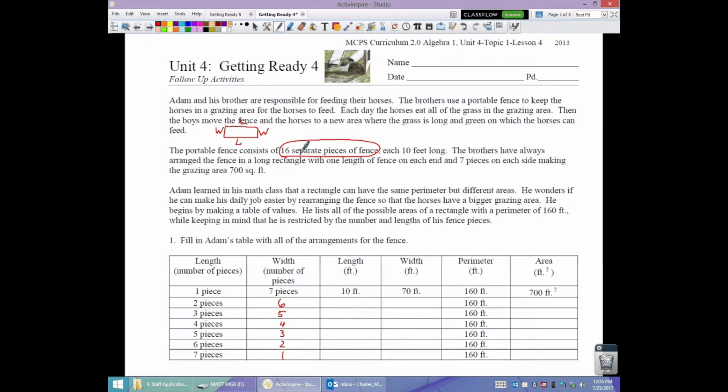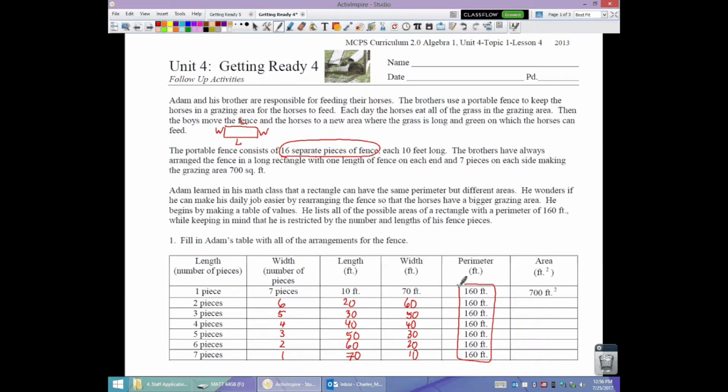So knowing that every piece is exactly 10 feet, they have the first row filled in for us, but we just take those 2 pieces of length and say, oh, that's 20 feet. 3 pieces is 30, 40. And finally down here at the bottom, the 7 pieces would be 70 feet. For the width, those reverse, so the 6 pieces would be 60 feet width, 50, 4 pieces is 40, 30, 20, and 10. So the perimeter will always add up to 160. We have 16 10-foot pieces. That is always 160.